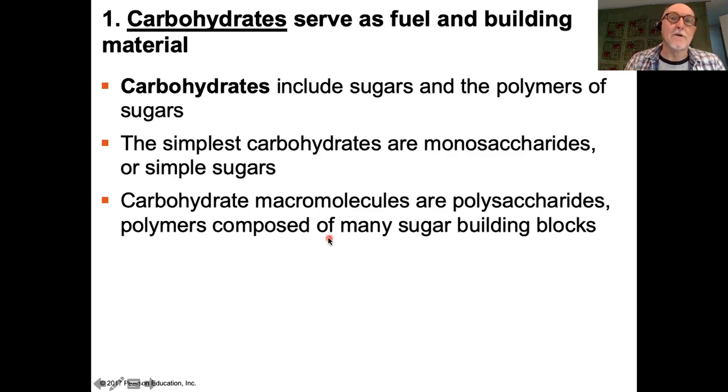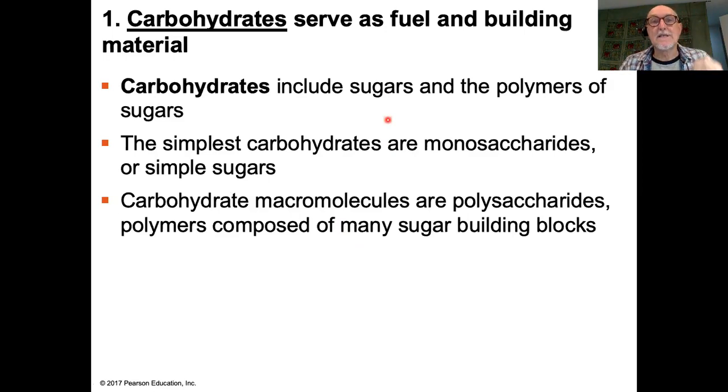Let's have a look at the first group. These are carbohydrates. Carbohydrates in general are sugars and the polymers of sugars. And there are some alcohols as well that we would consider as being sugars. But the very simplest carbohydrates are the monosaccharides. They are single sugar units. And the monosaccharides are the monomers of carbohydrate polymers. And the carbohydrate polymer is called a polysaccharide.